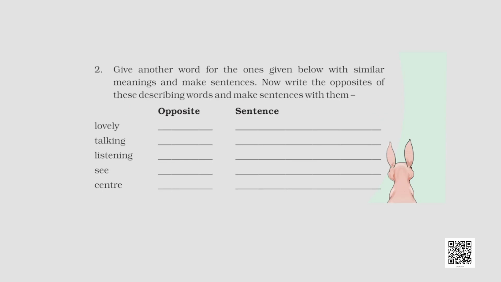Look at question number 2 on page 71. There are some words that are given to us. We have to think of another word which is the meaning of these words and then find their opposite words. Let us start with the first one. Do you know the meaning of lovely? Can you think of another word that gives the meaning of the word lovely? Yes, it is beautiful. Now can you think of the opposite word of lovely? Yes, you're right. It is ugly.